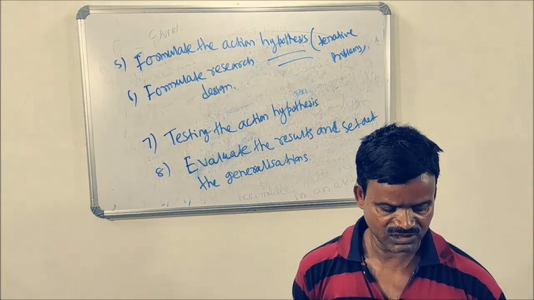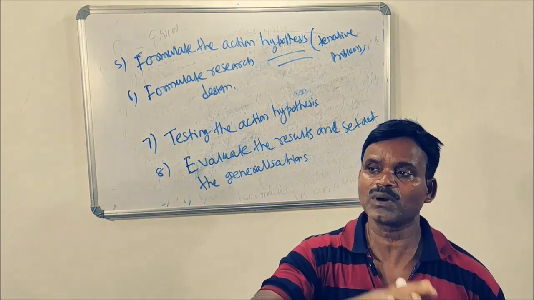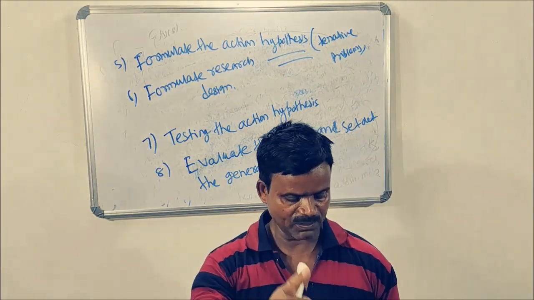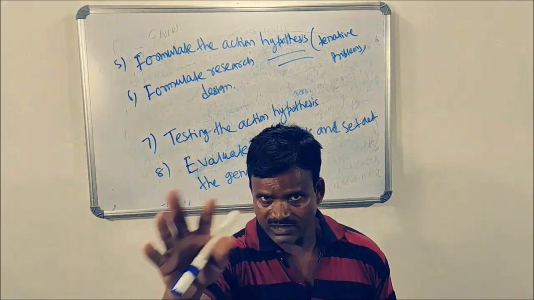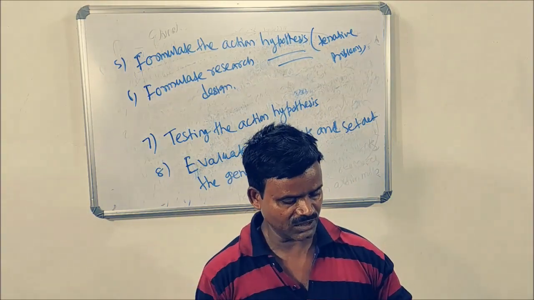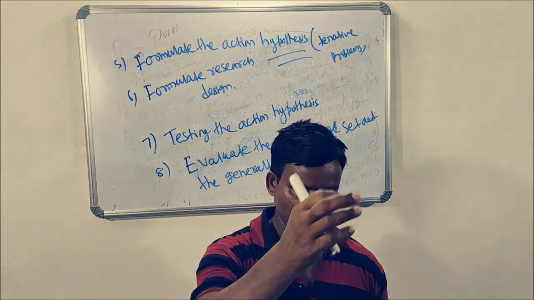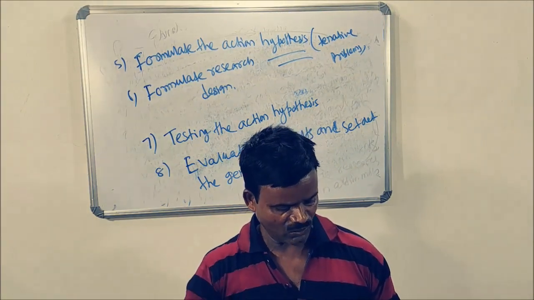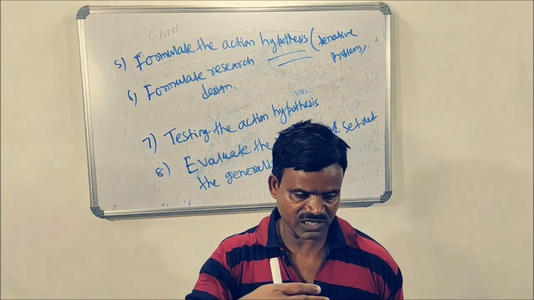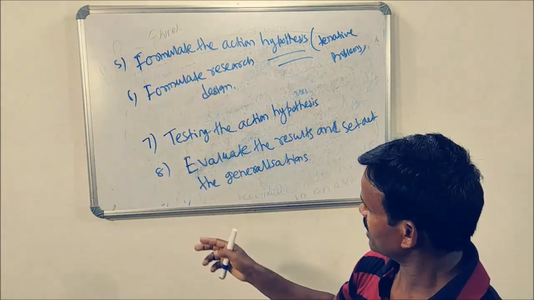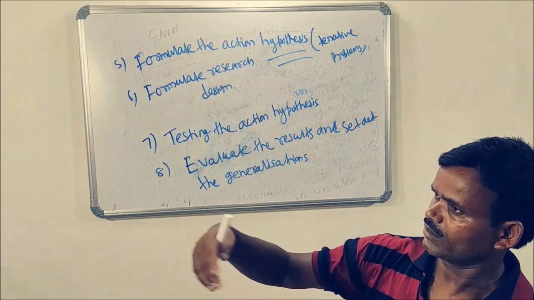If it is shown that the results are positive, the hypothesis is accepted. If the researcher sees that the results are positive, then the hypothesis is accepted. Otherwise, if it shows negative consequences, one may need to formulate a new hypothesis and repeat the steps from step 1 to step 8 again and again till he or she gets positive results.